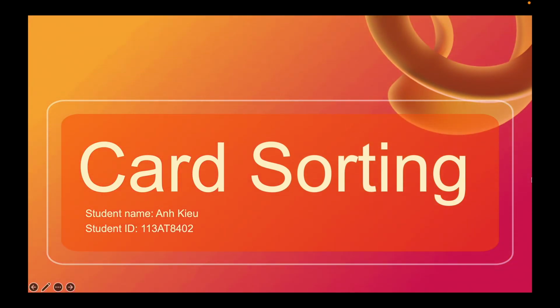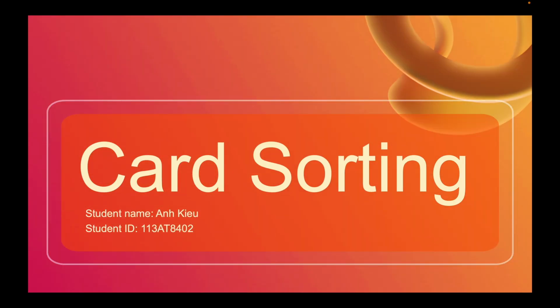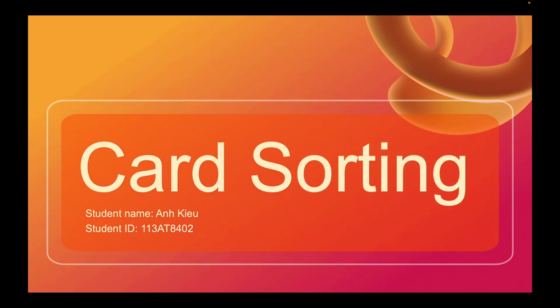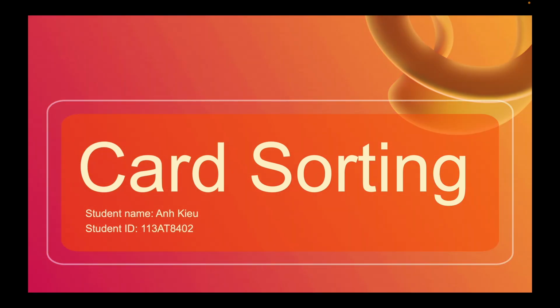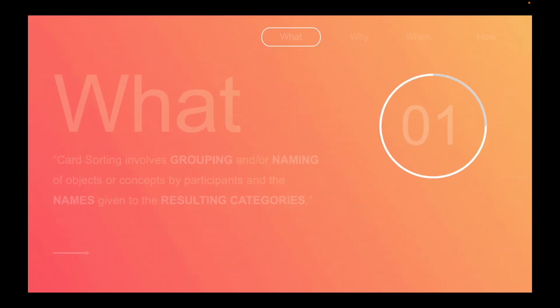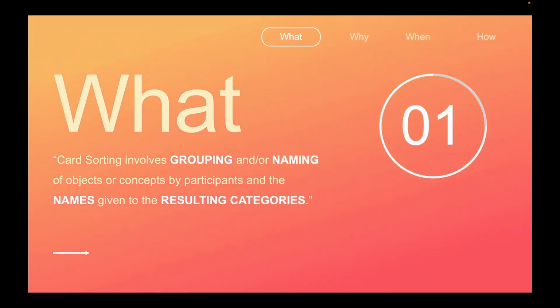Hello everyone, today I will show you about card sorting, one of the primary user experience research methods. Firstly, we will explore what card sorting is. This is its full definition, but you just remember card sorting involves grouping and naming things. When you run card sorting, you give participants cards that represent your content and ask them to group those cards into meaningful categories.